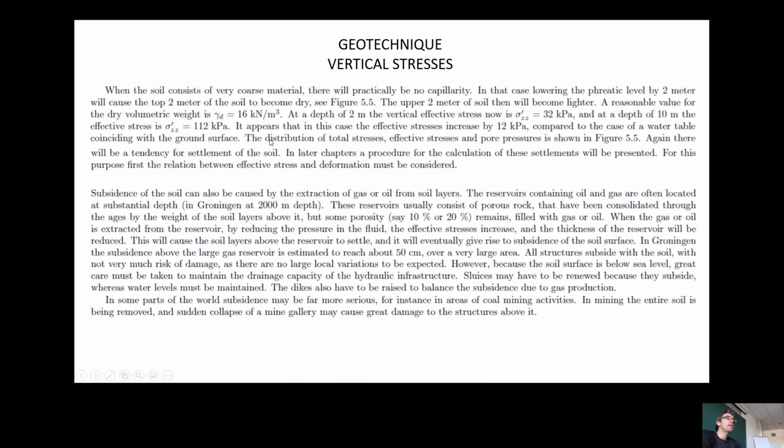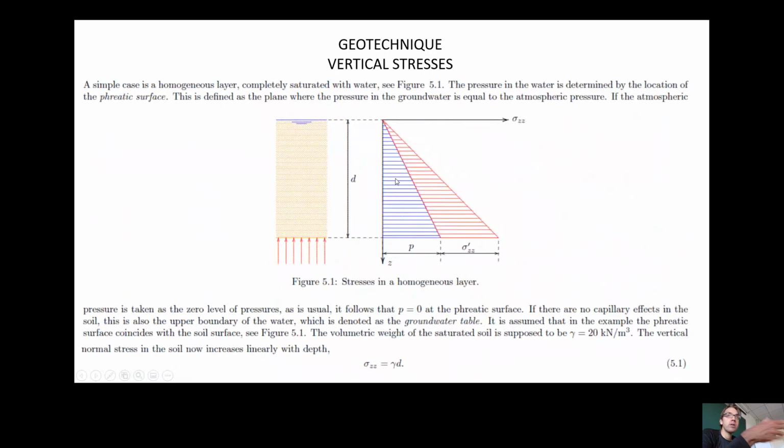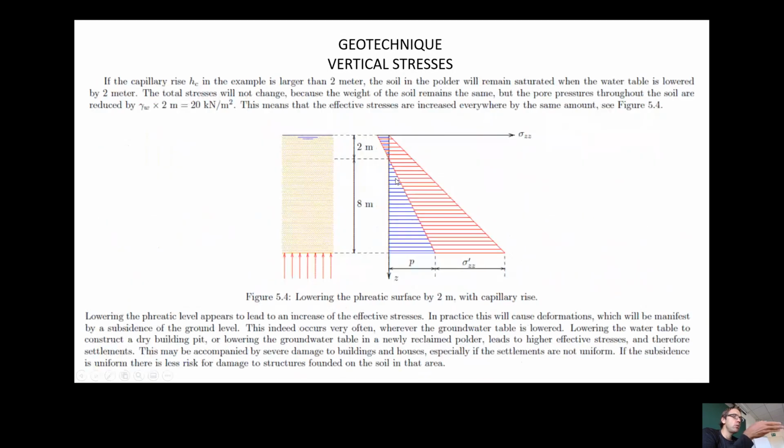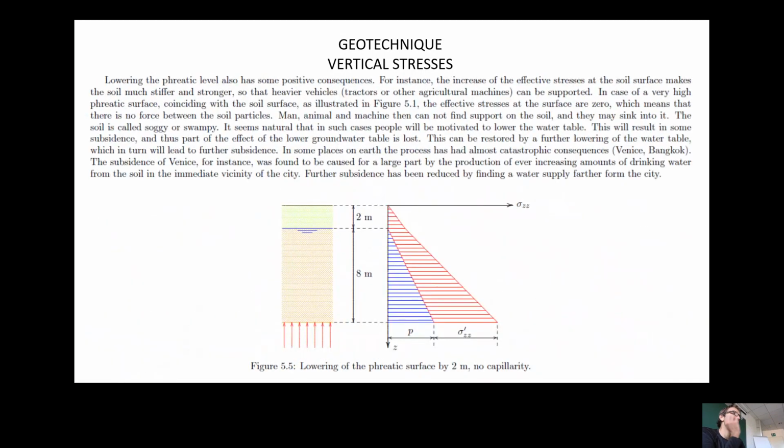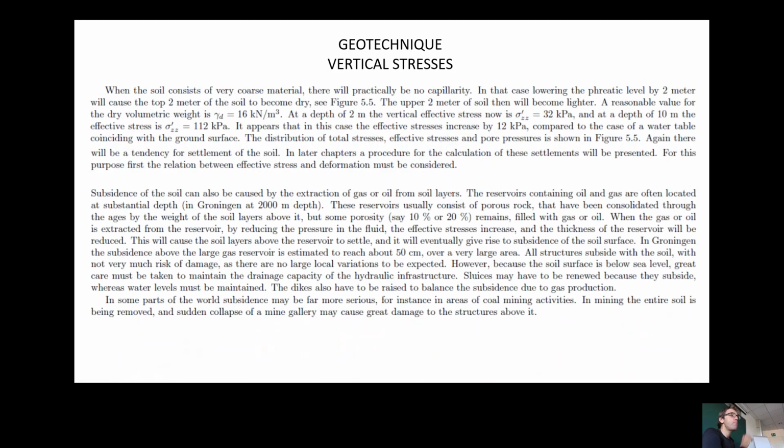It appears that in this case, the effective stress increased by 12%, as we said, compared to the case of the water table coinciding with the ground surface. So you can try on your own to do this calculation and compare it with this diagram. The distribution of total stresses, effective stress, and pore pressures is shown, as we said, in figure 5.5.